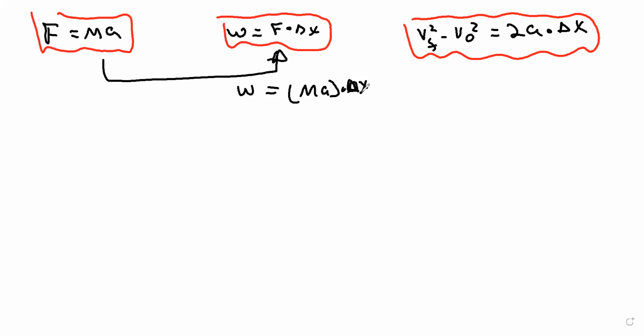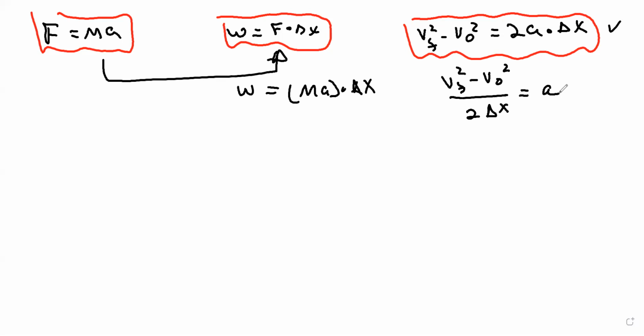Let me make it a little better. Okay, so this is delta x. Okay, there we go. And over here from this formula, final velocity squared minus initial velocity squared is equal to 2a times delta x. We can solve for acceleration. So final velocity squared minus initial velocity squared divided by 2 times delta x is going to be equal to the acceleration.